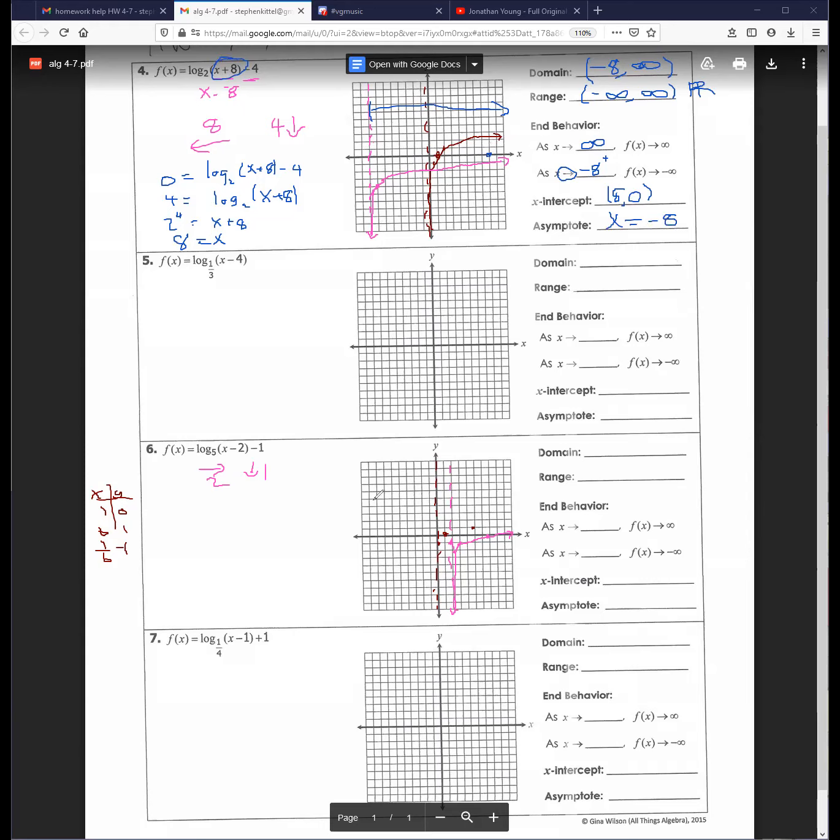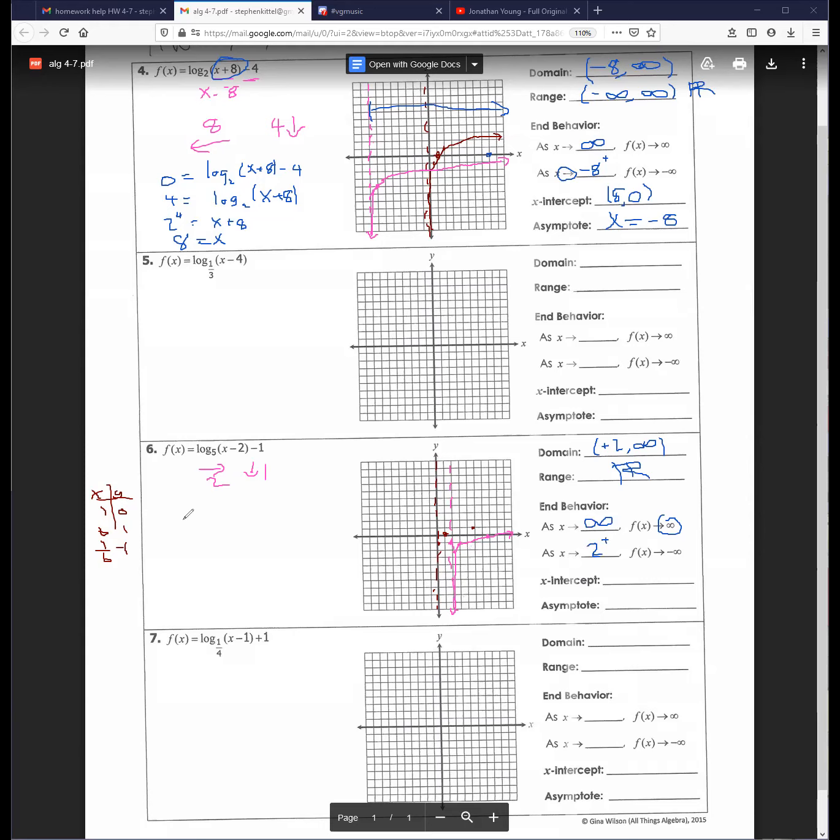Likewise, for number 6, domain is everything to the right of the asymptote, so that is 2 to infinity, excuse me, +2. All right, range is still all real numbers. We get a y value of infinity when x gets enormous. We get a y value of -infinity when we approach our asymptote from the right, so 2 from the right.